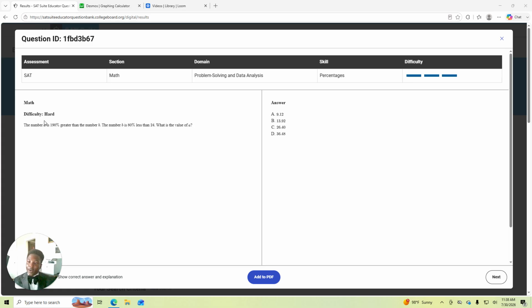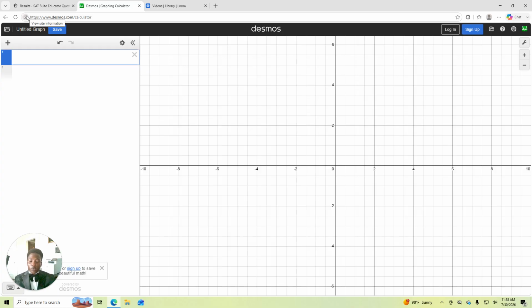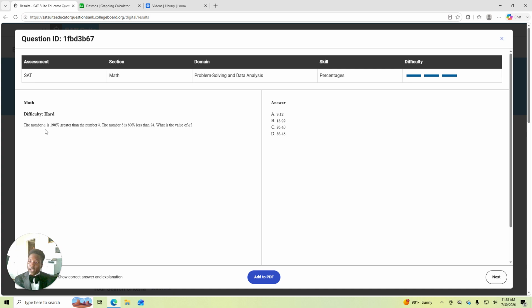We have that the number A is 190% greater than the number B, and B is 80% less than 24. What is the value of A? Off the bat, I wouldn't hesitate. I would go straight to using Desmos. We would do bracket, regression, bracket, and we'll pretty much plug in the information that they give us.